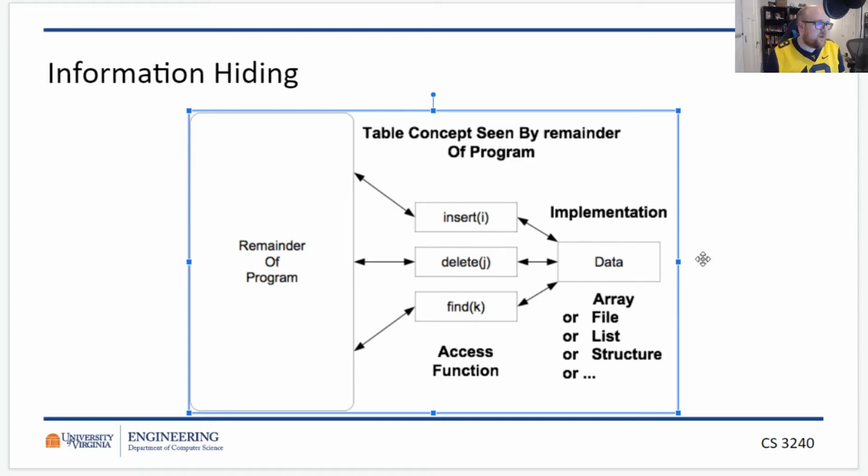And the advantage of this is if instead of using an array, I decide later to use a file, or I decide to use a list, or I change it out for any number of other things, so long as I maintain this interface, these access functions, and I don't change them, and these are likely very stable, right? We do need insert and delete and find. Those aren't going to change the interfaces, even if how they work changes. This is a very good modular system.